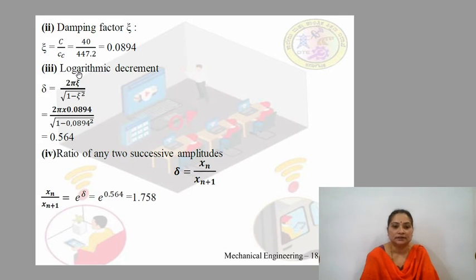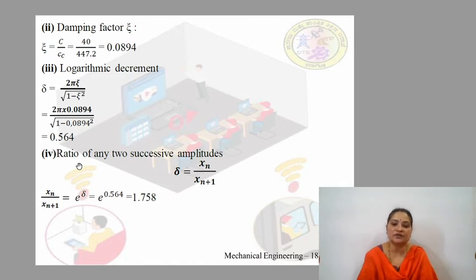The third is the logarithmic decrement. Logarithmic decrement delta is given as 2 pi zeta divided by square root of 1 minus zeta square. Here the value of zeta is substituted, that is 2 into pi into 0.0894 divided by square root of 1 minus 0.0894 square, so that the value of delta is obtained as 0.564. The next is the ratio of any two successive amplitudes.